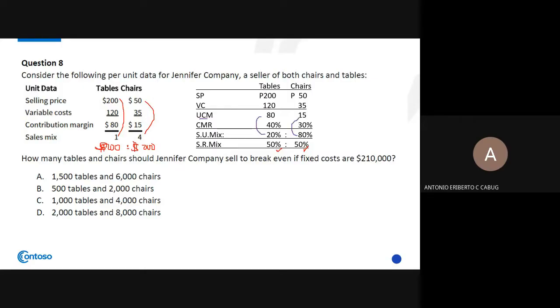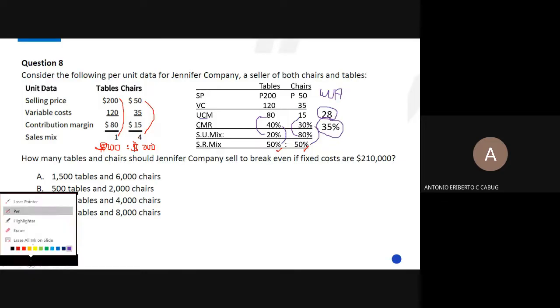basis for the weights. 80 times 0.2 plus 15 times 0.8, $28. Kung gusto niya naman ang CMR, 40% times 0.5, 30% times 0.5, use the revenue mix as a basis for weighting. 35%, your weighted average CMR. So ito yung mga weighted average figures natin.